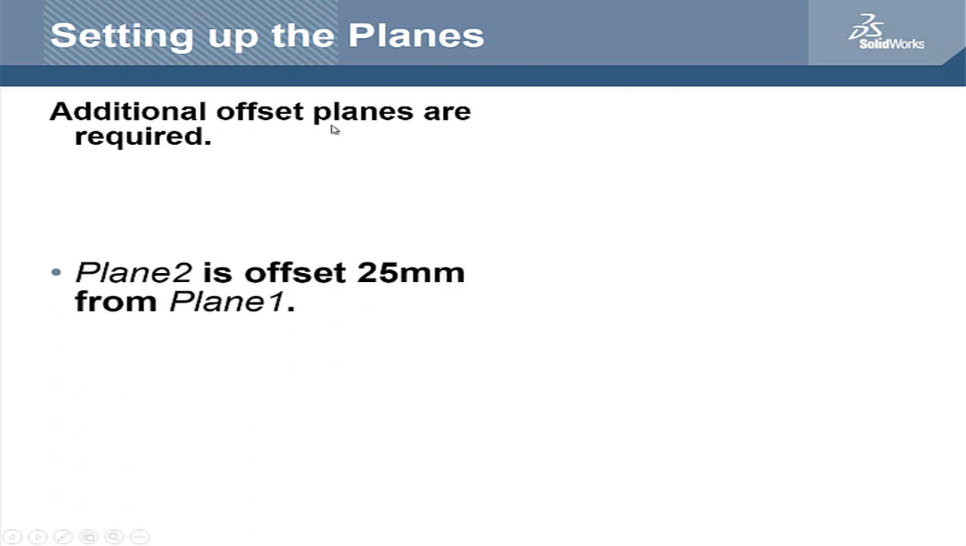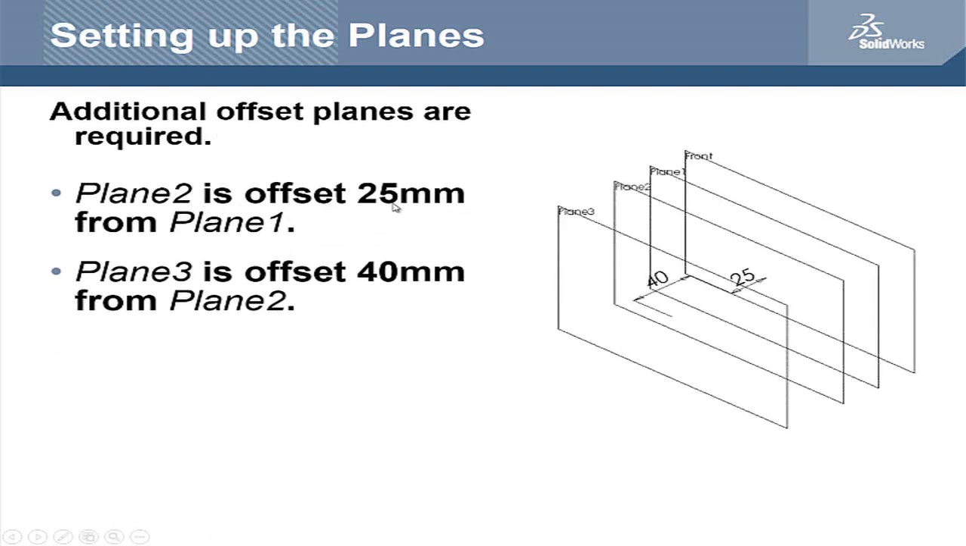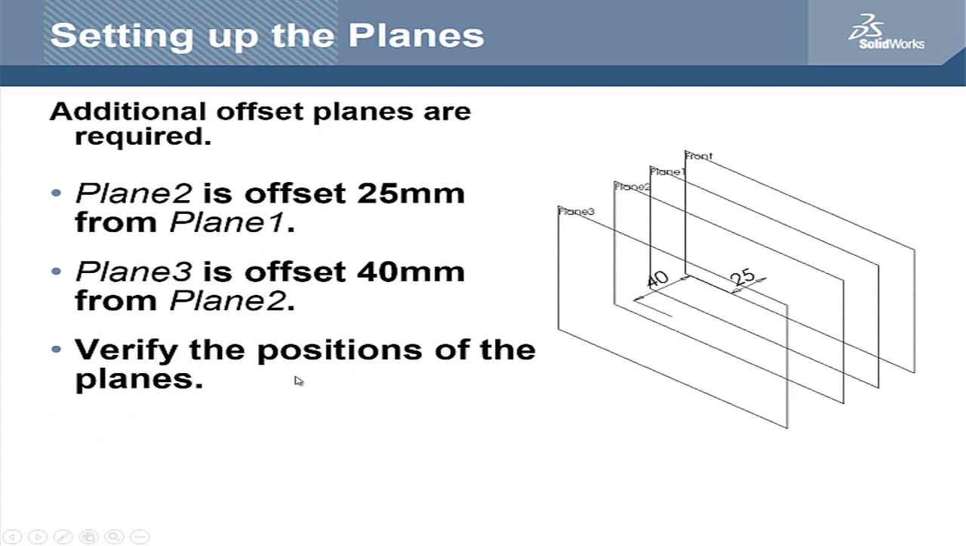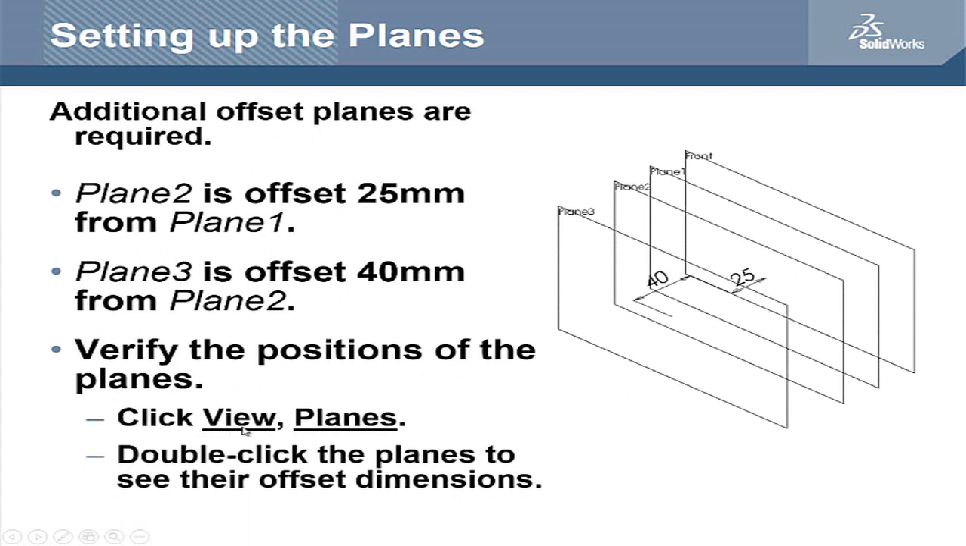Additional offset planes are required. Plane 2 is offset 25 millimeters from plane 1, and plane 3 is offset 40 millimeters from plane 2. So we had the front plane, 25 millimeters, and then 25 millimeters, and then 40 millimeters. Verify the positions of the planes. They look nice. Click View Planes, and double-click on the planes to see the offset dimensions.